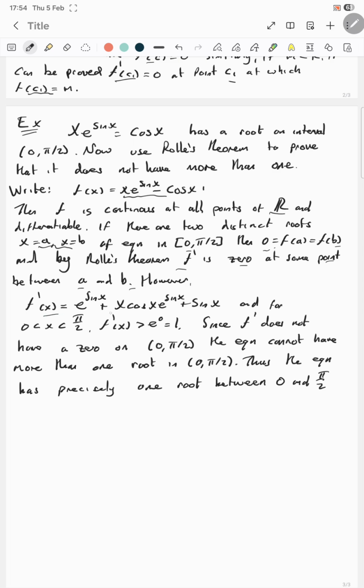Moreover, f prime of x equals e to the sine x plus x cosine x e to the sine x plus sine x. And for our x between 0 and pi over 2, f prime of x is greater than e to the 0 equals 1, since f prime does not have a 0 between 0 and pi over 2. The equation cannot have more than one root on 0 to pi over 2. Thus the equation has precisely one root between 0 and pi over 2. And that's Rolle's theorem.